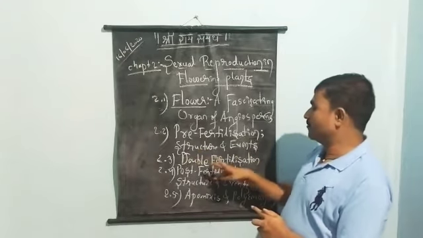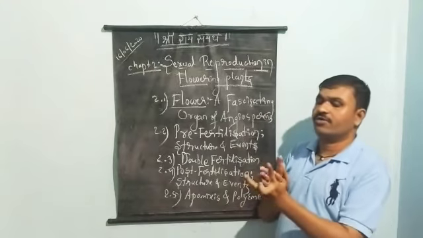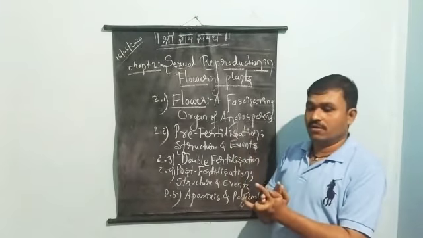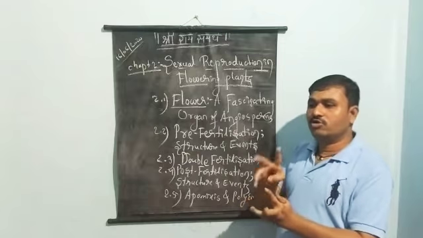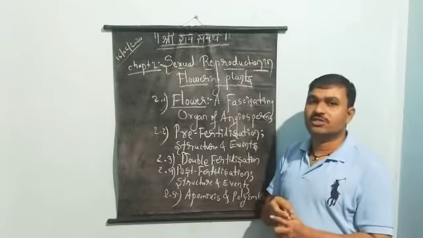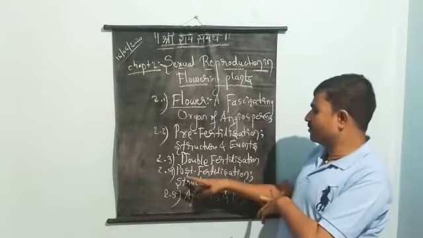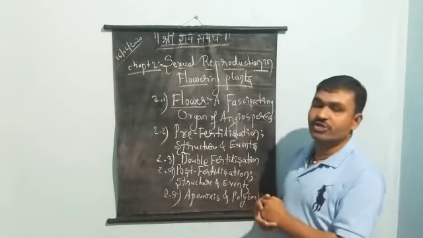Okay. Next to that we have double fertilization. In double fertilization we study how exactly the fertilization takes place inside the plants. In the case of plants we find two forms of fertilization. Fertilization takes place two times, hence we call it double fertilization. Next to that we have post fertilization structure and events.